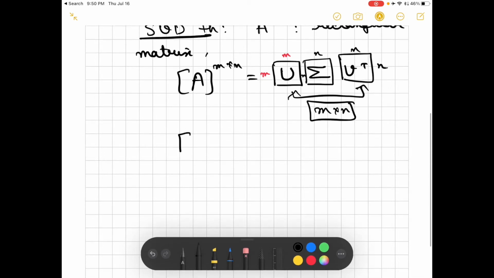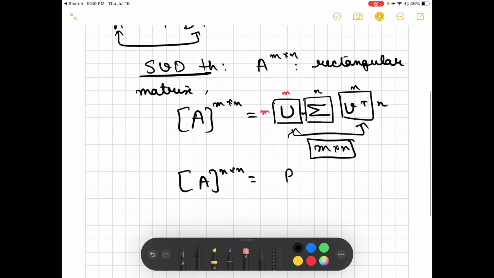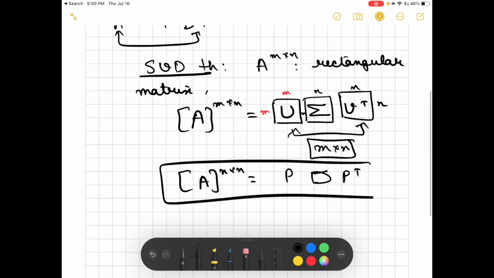Now, if you compare it with the form that we wrote for eigen decomposition, it looks very similar. There we wrote P D P transpose, which was applicable only to the square matrix. So we can say that SVD is a generic form of eigen decomposition that generalizes beyond the square matrix. Now, how should we get a better visualization of singular value decomposition?